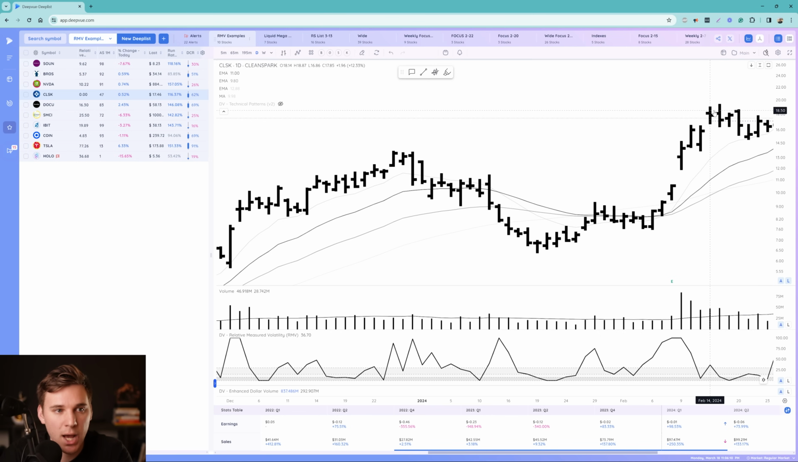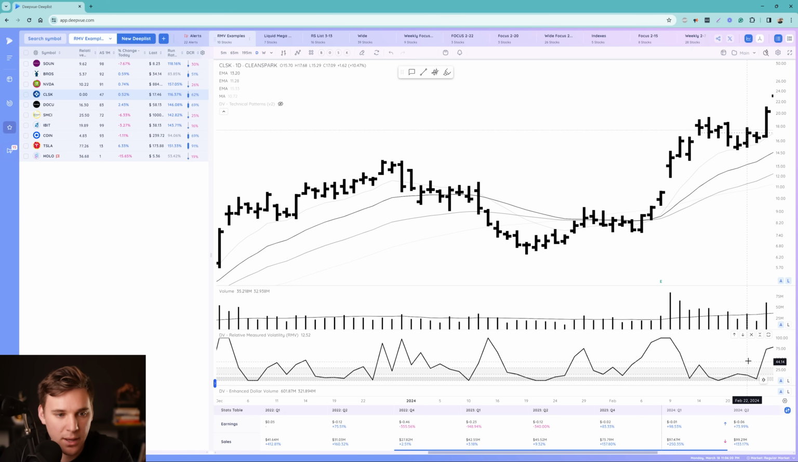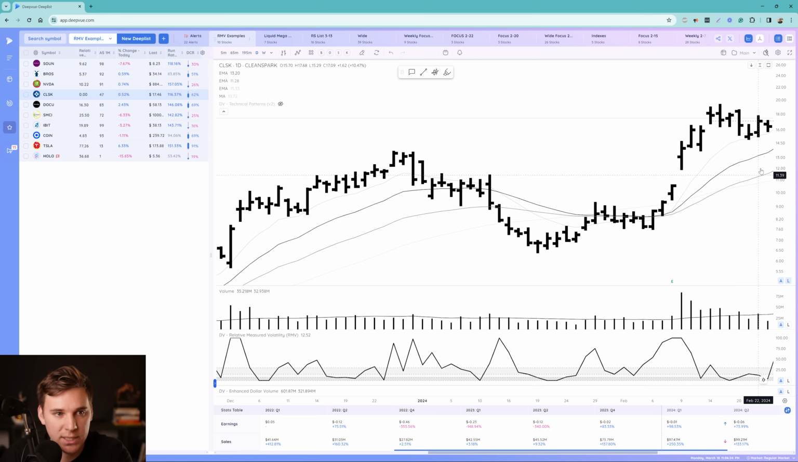After this expansion up, we see the stock tightening again. It gets tight, tight, tight. We get an inside bar here. And what is RMV right here in this case? It's hidden a little bit here. But looking at that value, it's right at 3.85, extremely tight.